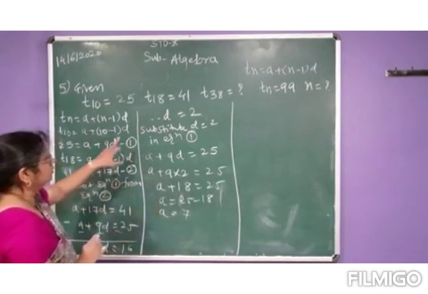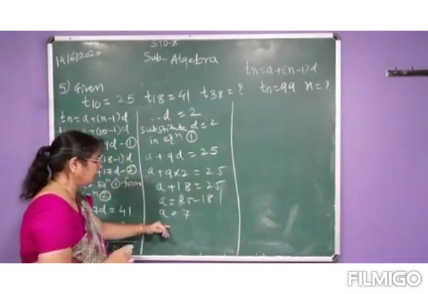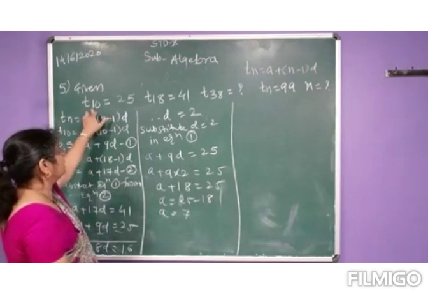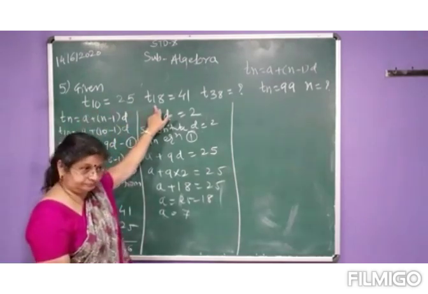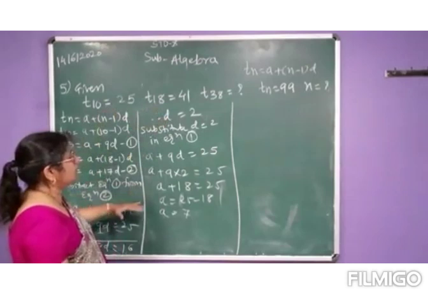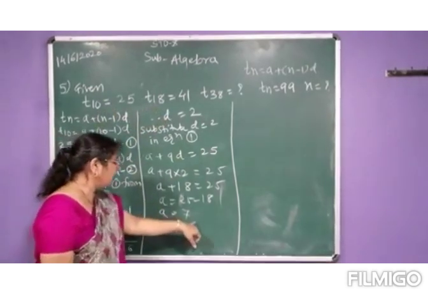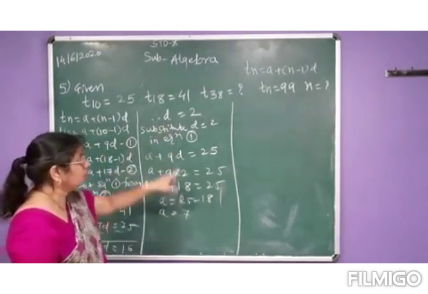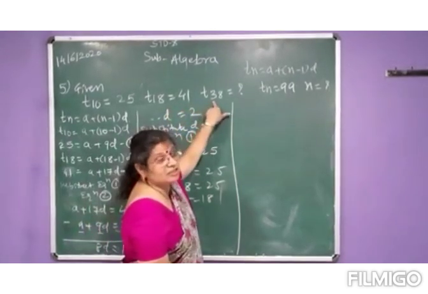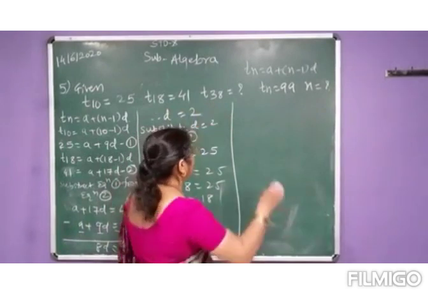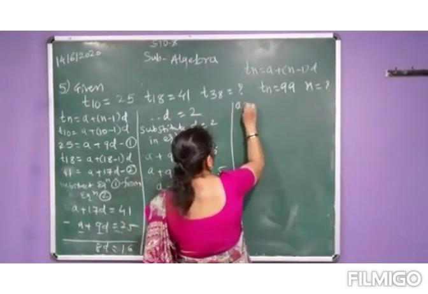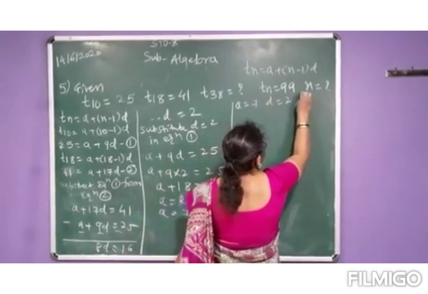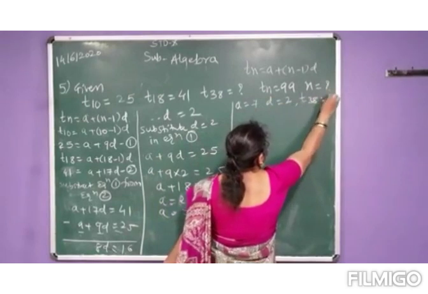Now see, you know the value of d, you know the value of a. We got these from only what was given, T10 and T18. From that we are able to find out the value of a and the value of d. Now, the next question is, T38 we have to find out. So we will take a as 7, d is equal to 2, and T38 you need to find out.